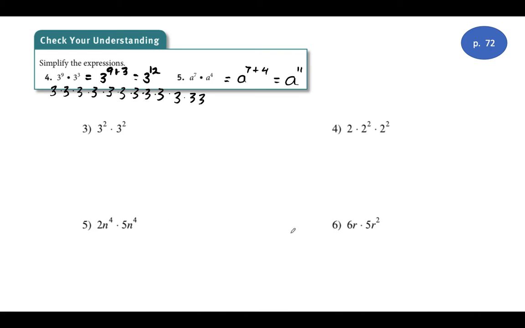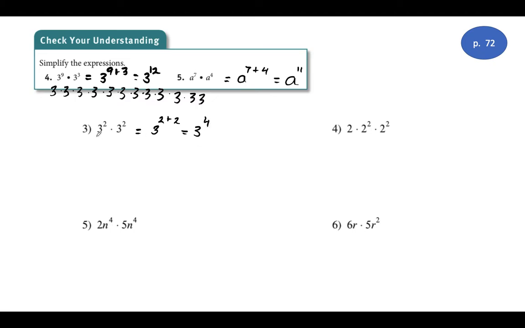These 4 problems are not in your book, but I thought we needed a little extra practice so you could write them in somewhere. We're on page 72. So 3 squared times 3 squared is going to be 3 to the 2 plus 2 power, or 3 to the 4th power.